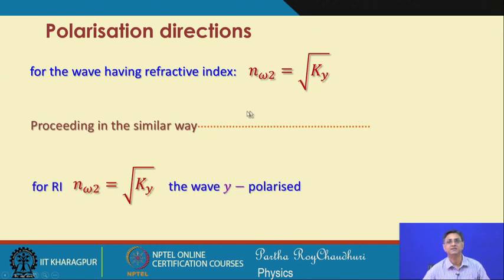So, when you consider the solution for the wave refractive index n omega 2 due to the permittivity along the y direction, then it is only the y electric field that survives, and the propagation is along the z direction. So, the refractive index n omega 2 equal to under root of k y gives you a y polarized light.